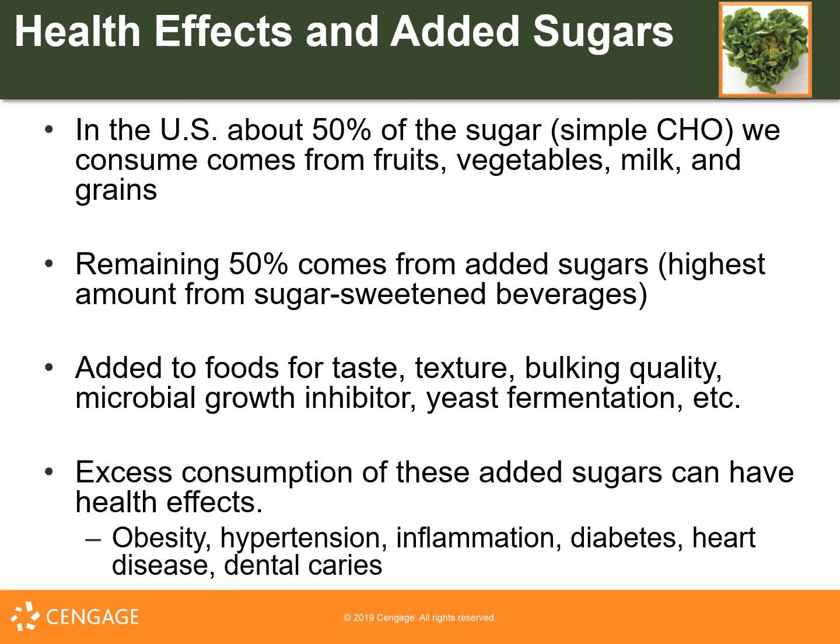Health effects and added sugars. In the US, about 50% of the sugar we consume comes from fruits, vegetables, milk, and grains. The remaining 50% comes from added sugars, highest amount coming from sugar-sweetened beverages. Added to foods for taste, texture, bulking quality, microbial growth inhibitor, yeast fermentation, etc. Adding sugar can help prevent bacteria growth and spoilage. Excess consumption of these added sugars can have health effects, including obesity, hypertension, inflammation, diabetes, heart disease, and dental caries.